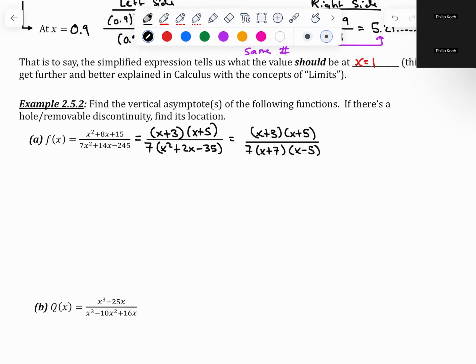Use whatever methods you want to factor, your choice. Two numbers that multiply to negative 35 and add to 2 would be positive 7 and negative 5. That's why it's x plus 7 and x minus 5. Now, it may be tempting to want to cancel out the x plus 5 and the x minus 5, but that doesn't happen because they're not the same factor. So no cancellations. So no holes.